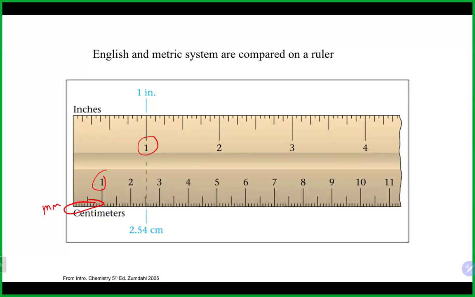Speaking of things you should know, there are certain English to metric conversions that are considered sort of exact numbers. So for example, this is one of them that you do need to know. 1 inch is equal to exactly 2.54 centimeters. And that's one you definitely do need to know.